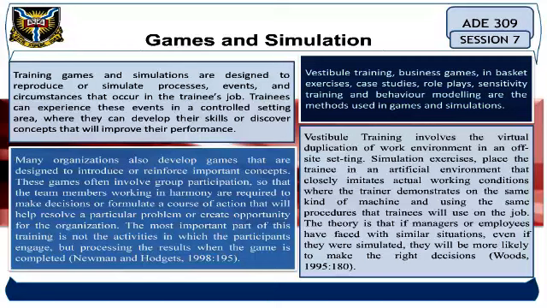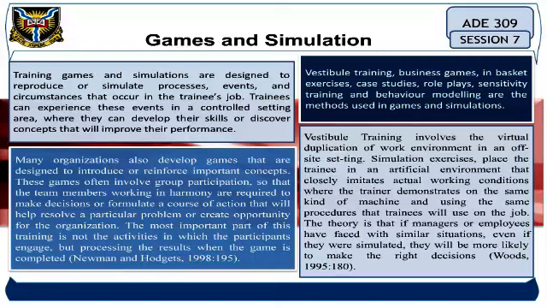The most important part of this training is not the activities in which the participants engage, but processing the result when the game is completed. Newman and Hodgetts, 1998, 195.